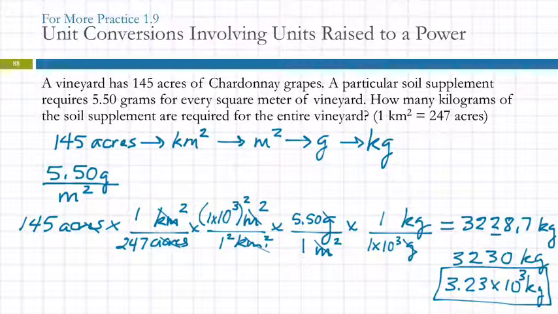Yes? Why did you square the 1 times 10? That's a good question. Why did I square this? I squared that because the unit meter is squared and the unit kilometer is squared. So the relationship between those, 1 kilometer equals 1 times 10 to the third meters. If I square those, I end up squaring the numbers as well, and that's really important. Yeah. Any other questions?